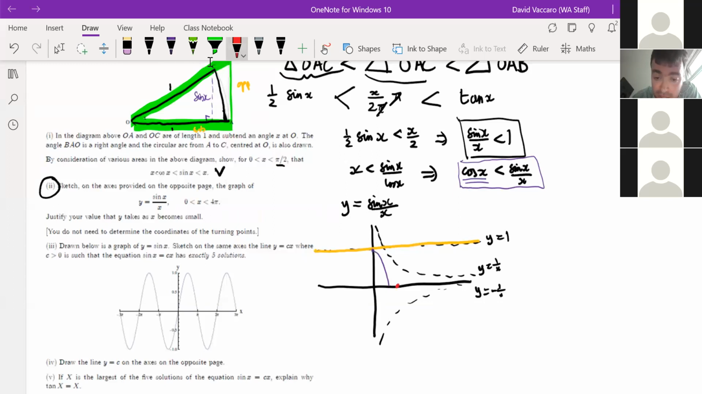And then it's 0 when sine is 0, so it's 0 at pi, and then 2 pi, and then 3 pi, and then 4 pi, and so forth. Okay, and then the points where it touches the line y equals x, or y equals 1 over x, is when the sine function is 1 or -1.